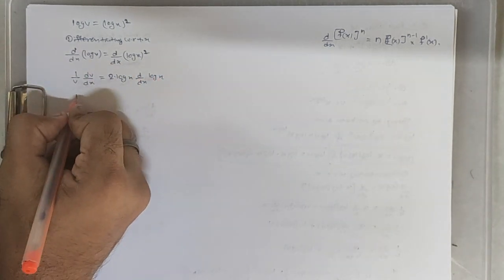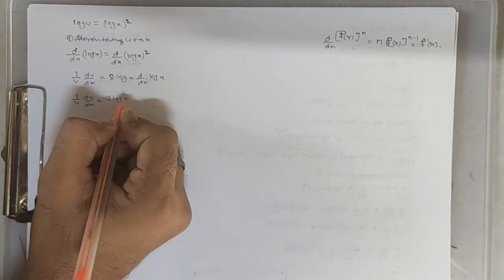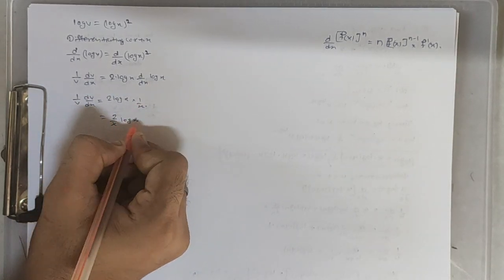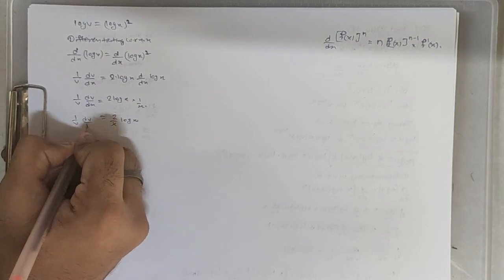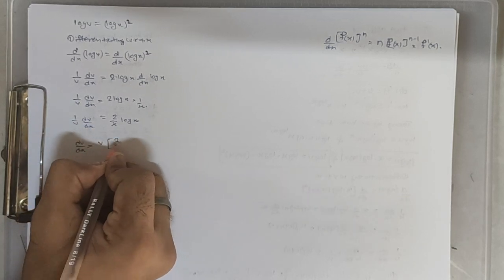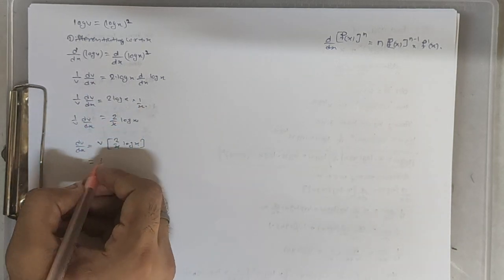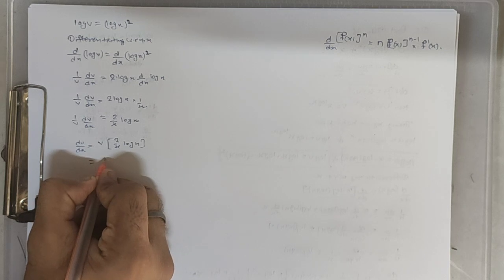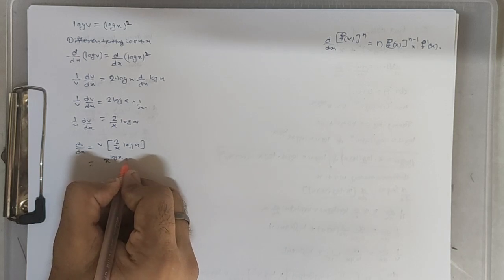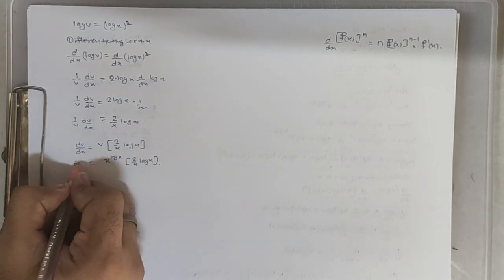So indirectly this will be 1 upon v dv upon dx is equal to 2 log x into 1 by x. So indirectly 2 upon x log x, which is 1 by v dv upon dx. So dv upon dx would be v into 2 upon x log x. Now what is v? v is x to the power log x, into 2 by x log x. This is our dv upon dx.